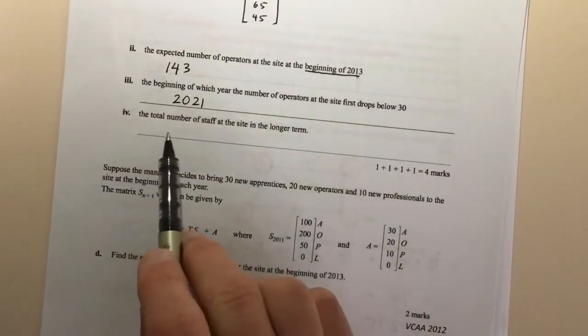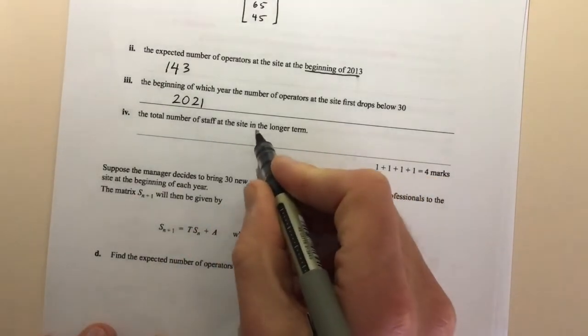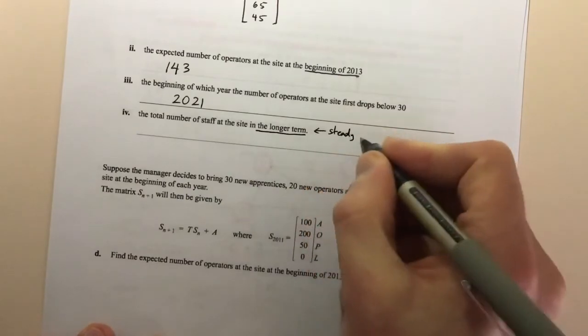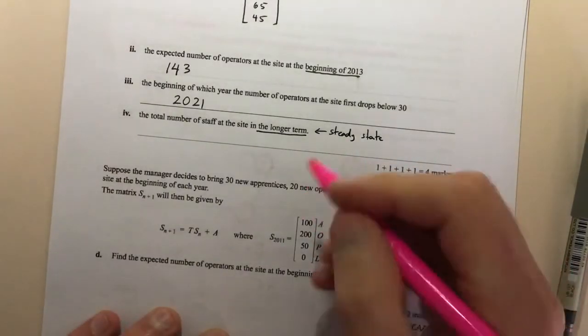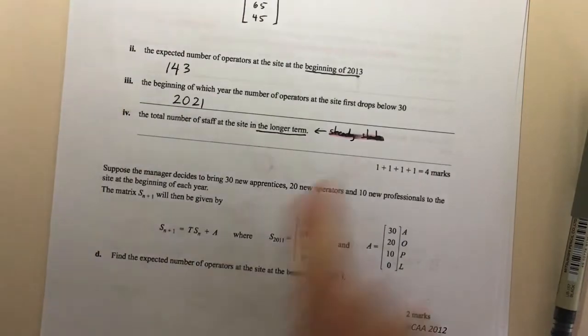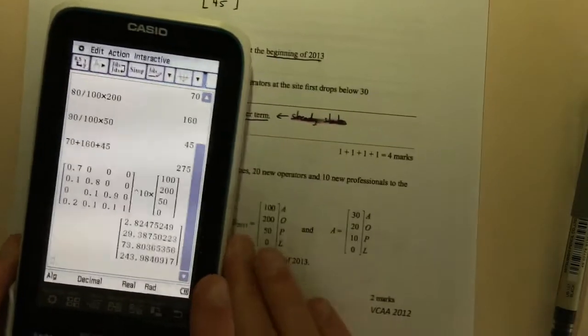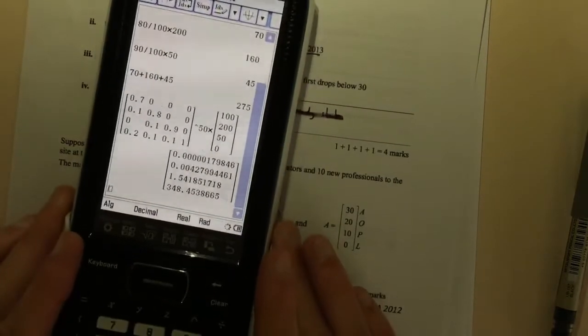Okay, and the total number of staff at the site in the longer term. Remember this, in the longer term, right? That's our indicator that it's steady state. We're looking for the steady state. In other words, if we go 20 or 30 or 40 or 100 years into the future, well, you know what it means, it's steady state. So what we can do is skip, say, 50 years into the future, and see what these numbers are looking like.